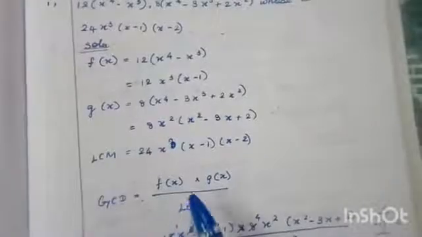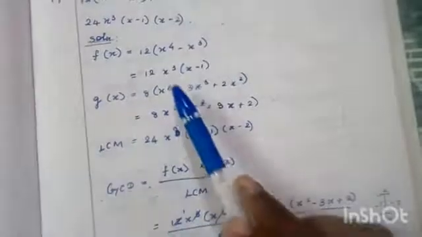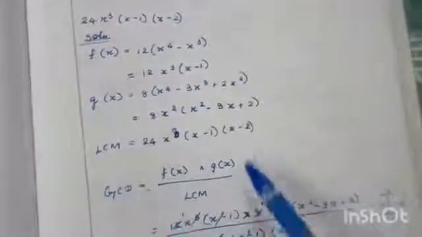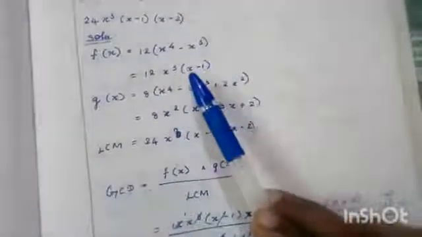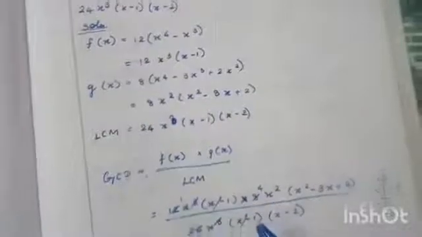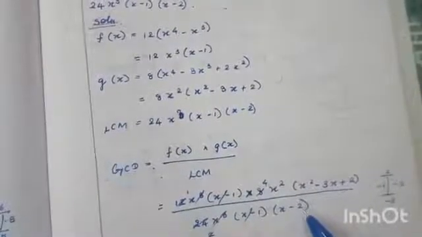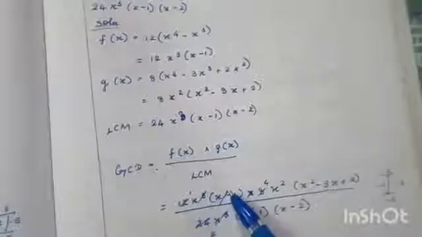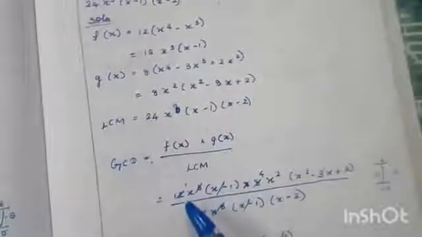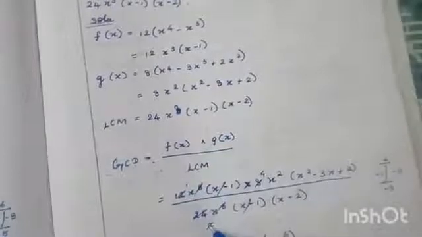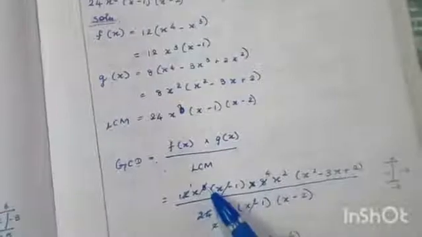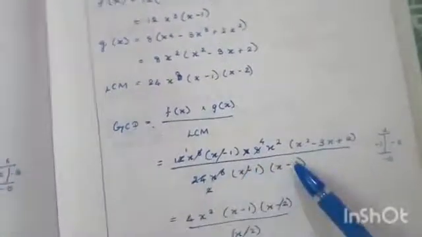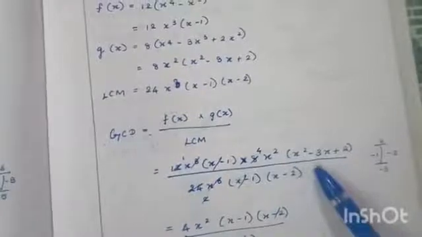Write the formula: GCD equals f of x into g of x by LCM. So f of x we found 12x cube into x minus 1, into g of x, 8 into x square minus 3x plus 2. Just we took the common terms outside. Then the LCM is given as 24x cube into x minus 1 into x minus 2. So x minus 1 cancels. Then what else cancels? You have to make it cancel. 1 12 is 12, 2 12s are 24, 1 2 is 2, 4 2s are 8. Then x cube cancels. After cancelling we have x square, and here 4 is there, so 4x square into x square minus 3x plus 2.